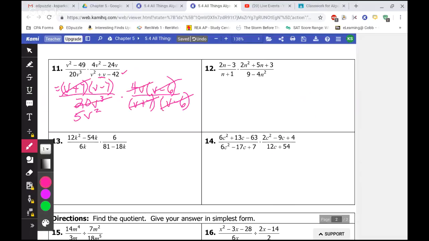So now on the top, I have left V minus 7 all over 5V squared. And I usually try to keep things in parentheses to know that they're a term. Does that make sense to you guys?